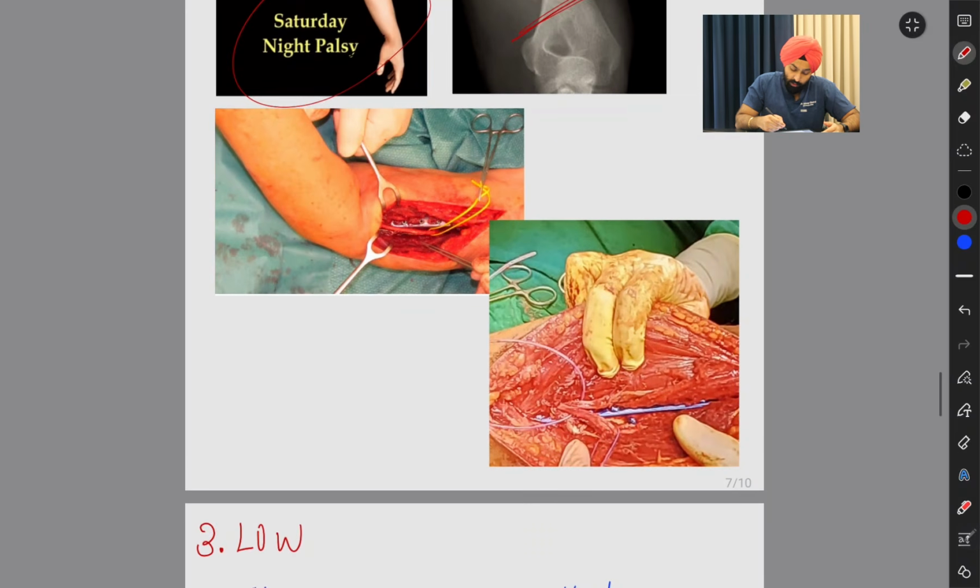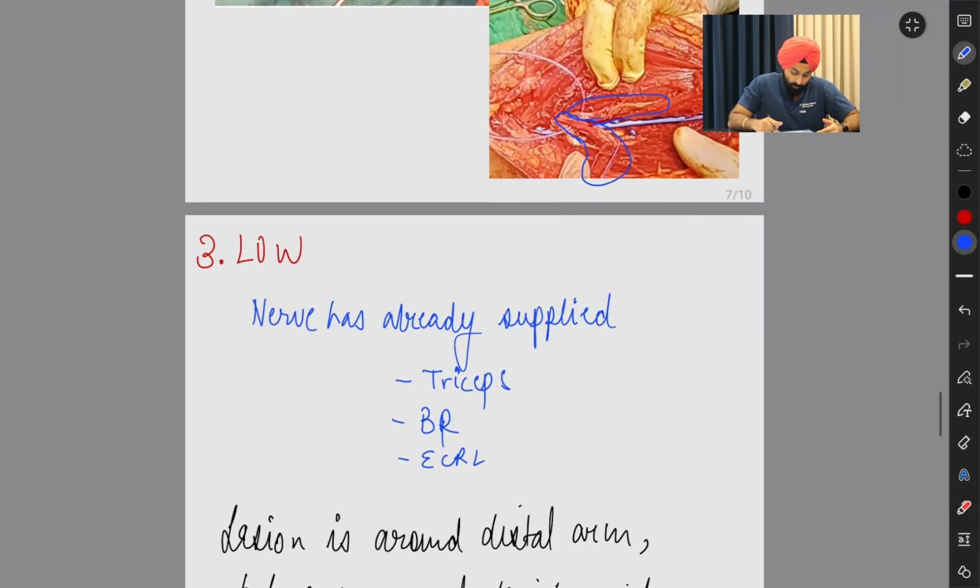This is one of our cases where we had an anomalous variation of the radial nerve. So if you look closely, here we can see it actually had multiple branches, but in this picture only two major branches of the radial nerve are visible. Although at this level it does not normally divide, we sometimes get these anomalous variations of the radial nerve.